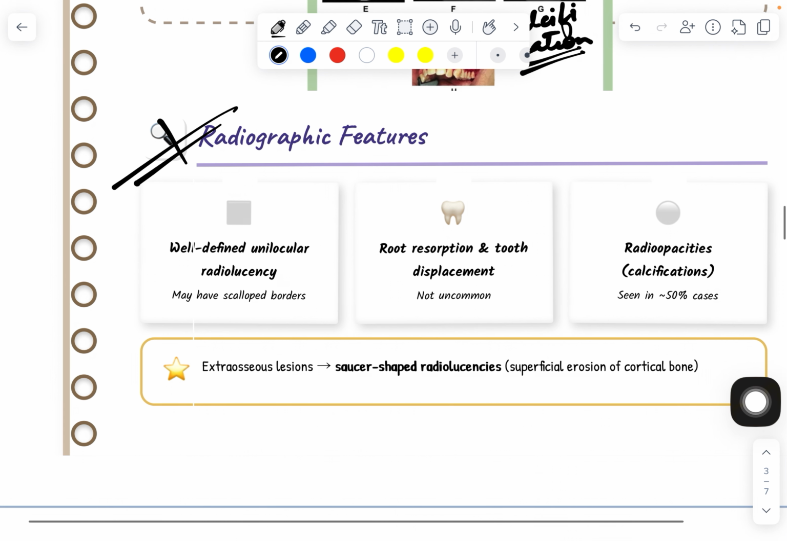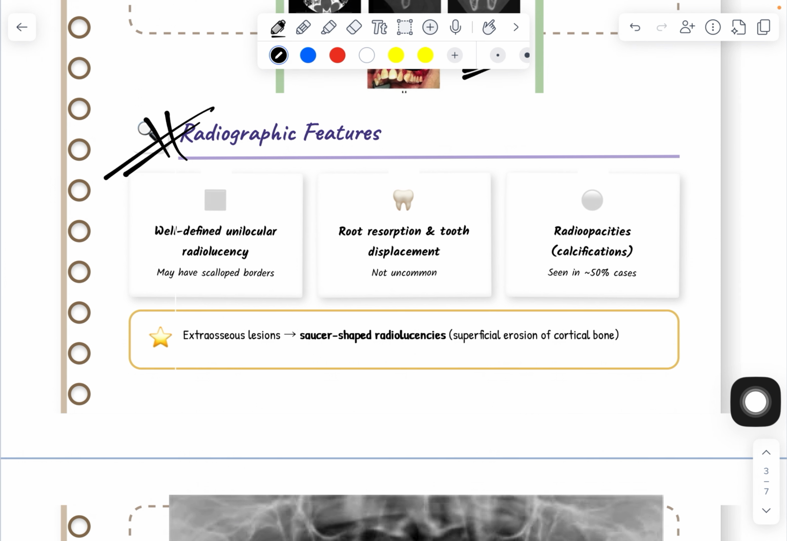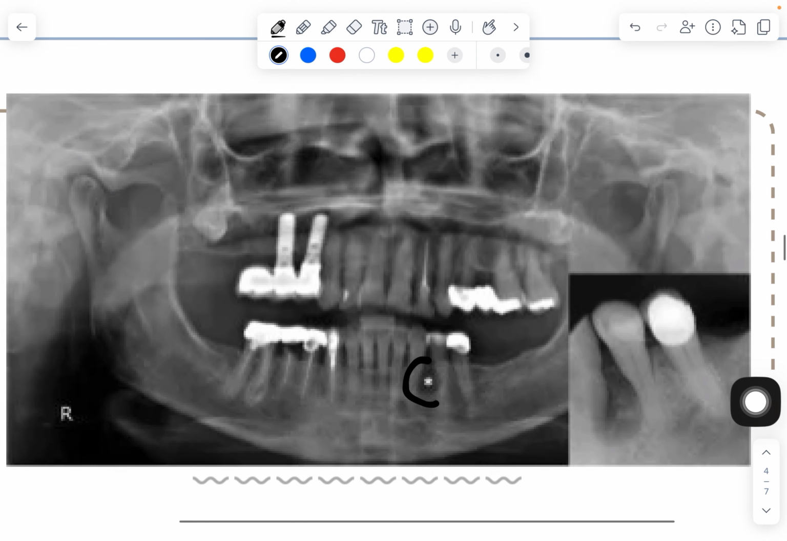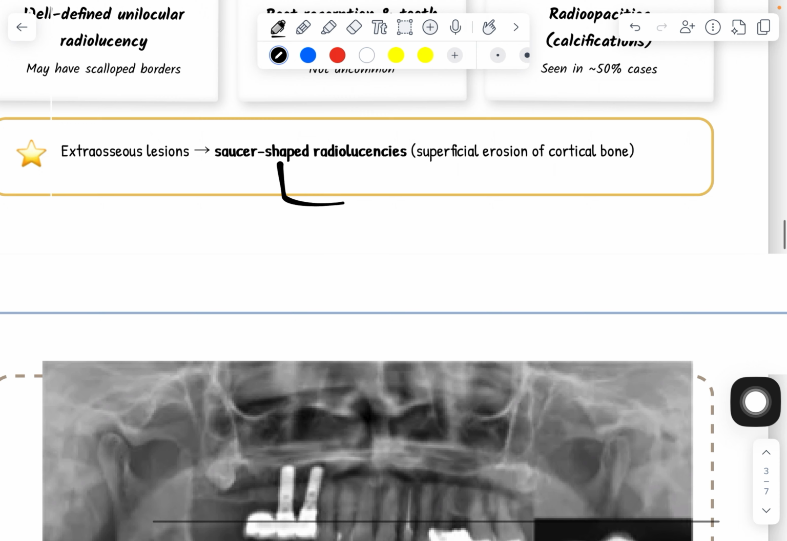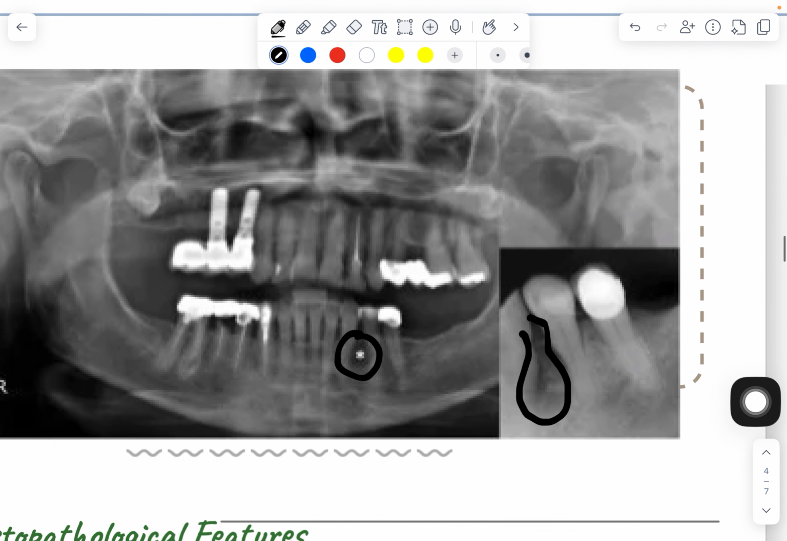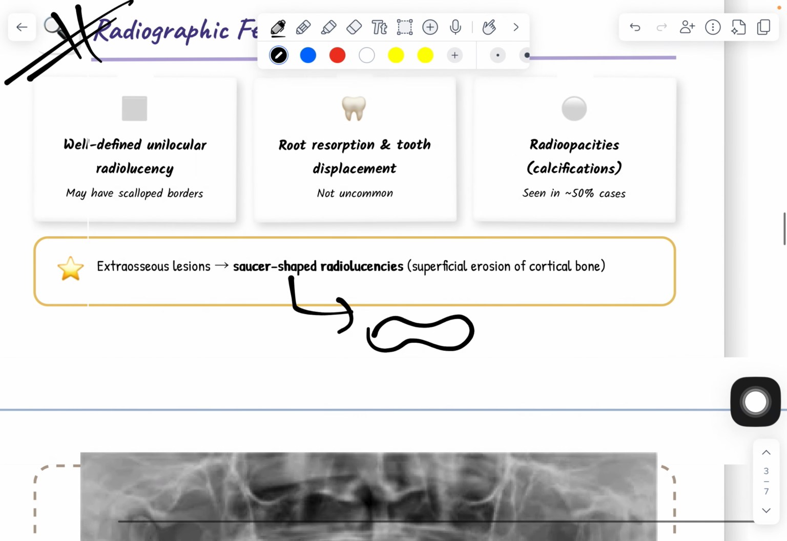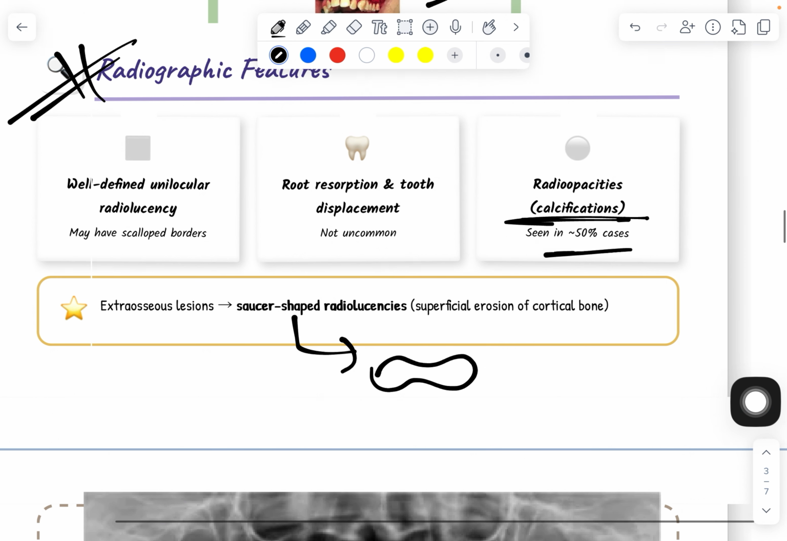So these are the radiographic features. Well-defined unilocular radiolucency, root displacement. So here, see, this is the radiolucency. Well-defined unilocular saucer-shaped radiolucency. You recognize the saucers that are seen, like hot dogs. So this is the saucer-shaped radiolucency that is seen, and this is in the anterior region. Calcifications are also seen in 50% of cases associated with root resorption and tooth displacement.